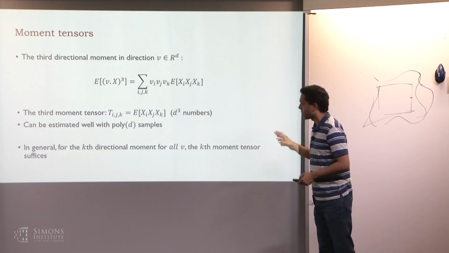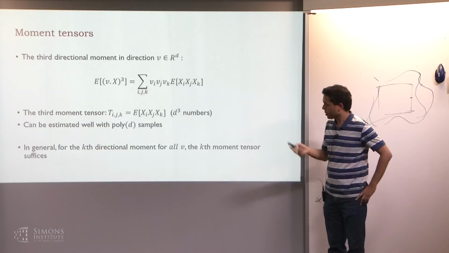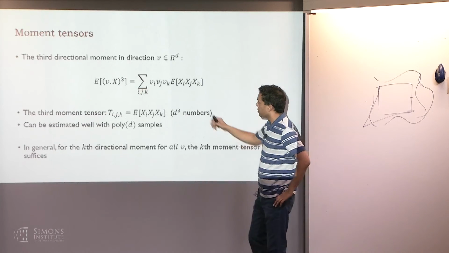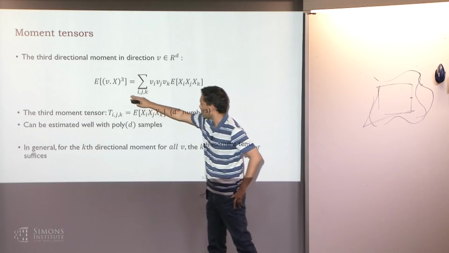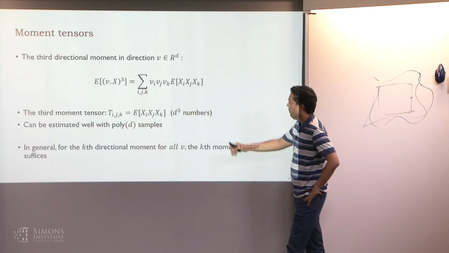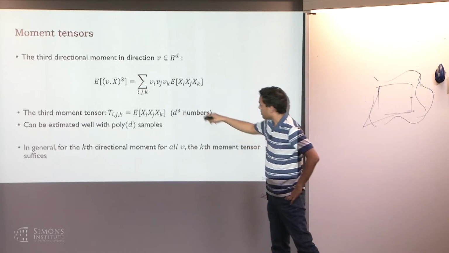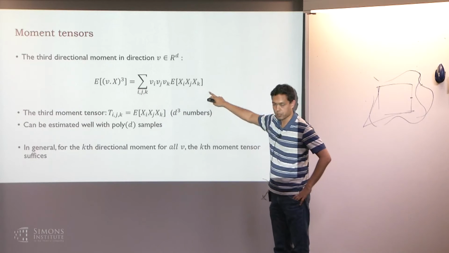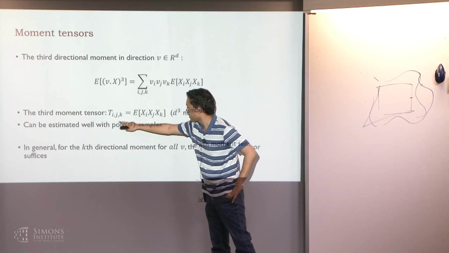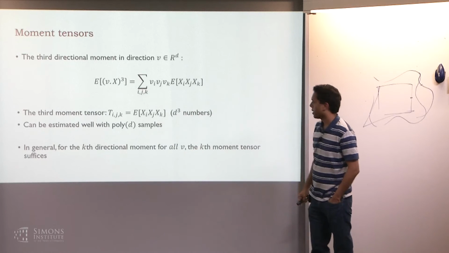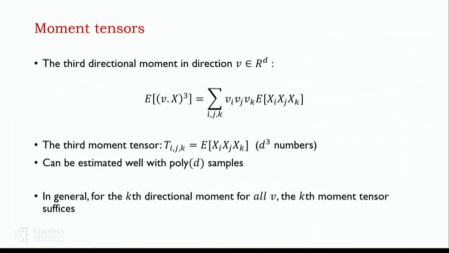So I'll make that question precise, and for that, let me state this simple definition. The third directional moment in direction v is just the expectation of (v dot x) cubed, and we can take the expectation inside. And these terms define the third moment tensor. So this is a d by d by d array, T_ijk, equal to just the expectation of x_i x_j x_k. These d cubed numbers can all be estimated well with poly(d) samples. And once we have these d cubed numbers, we can estimate this for any v by plugging in the values here. And this works for all k, it's similar.